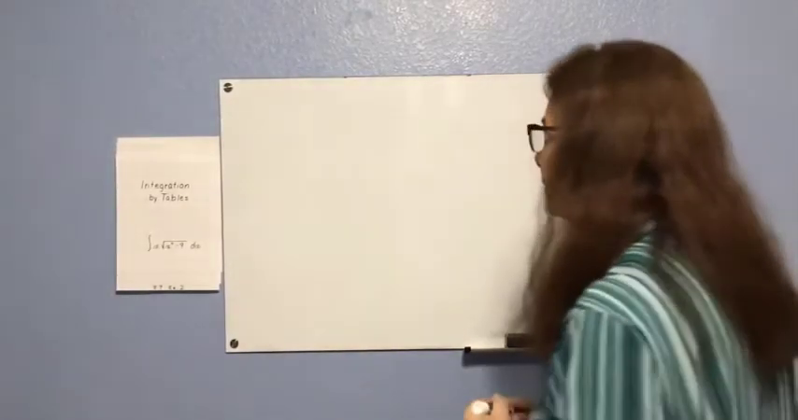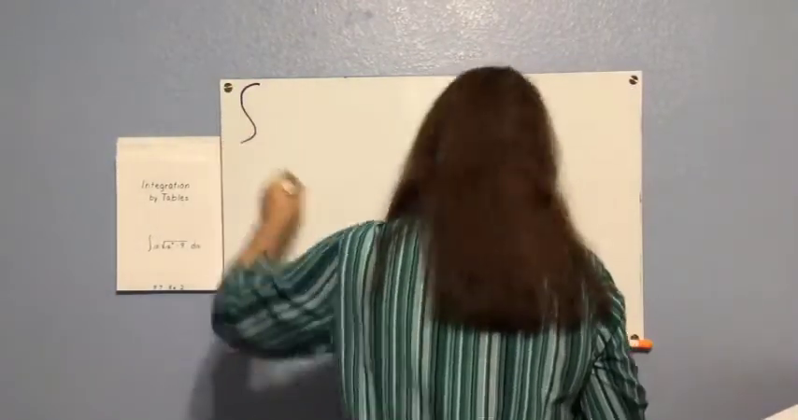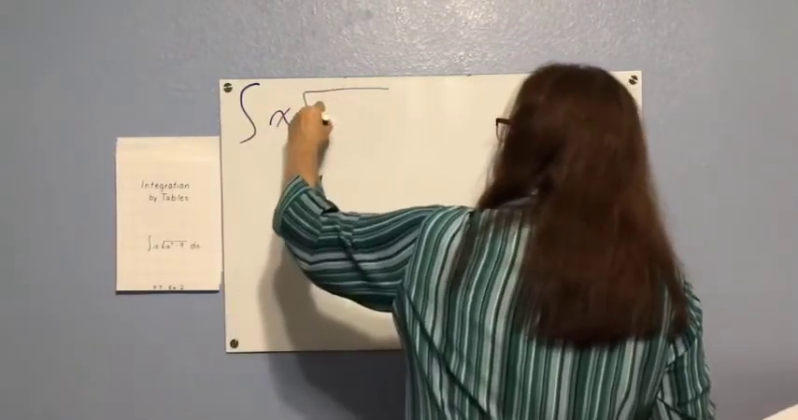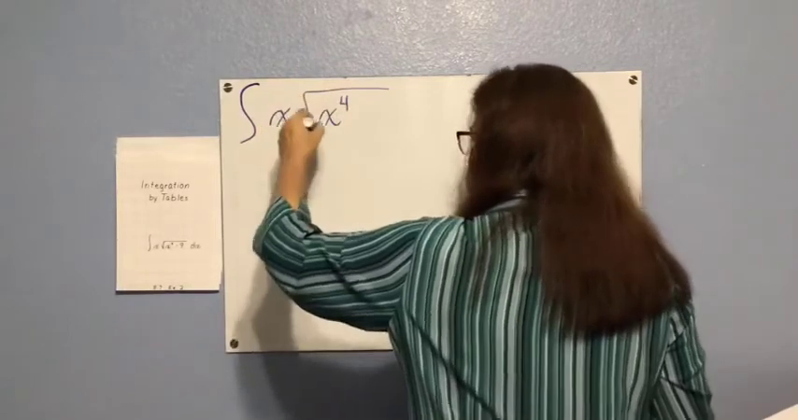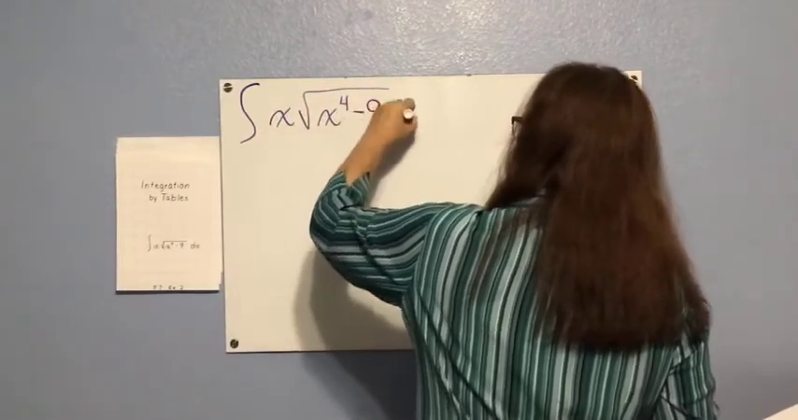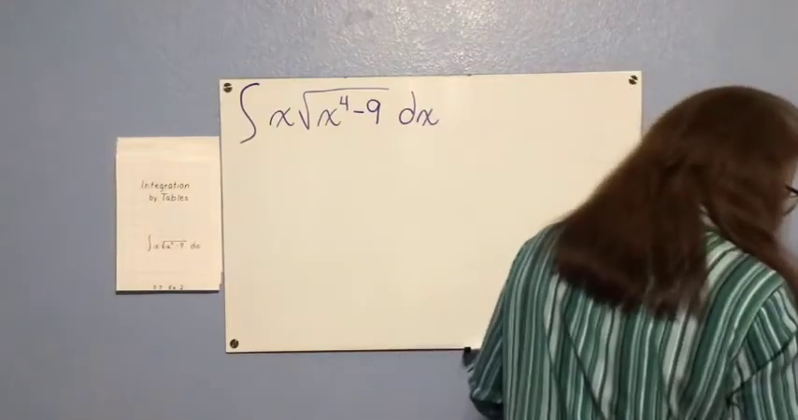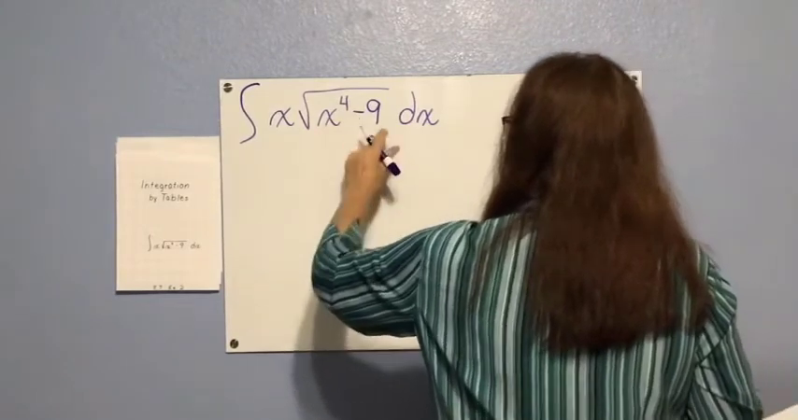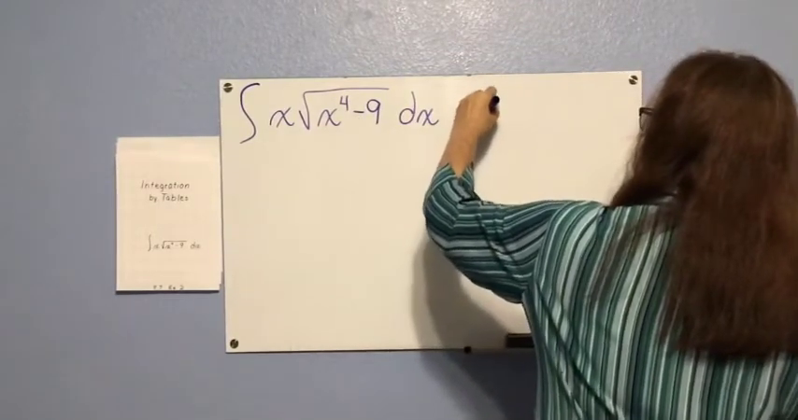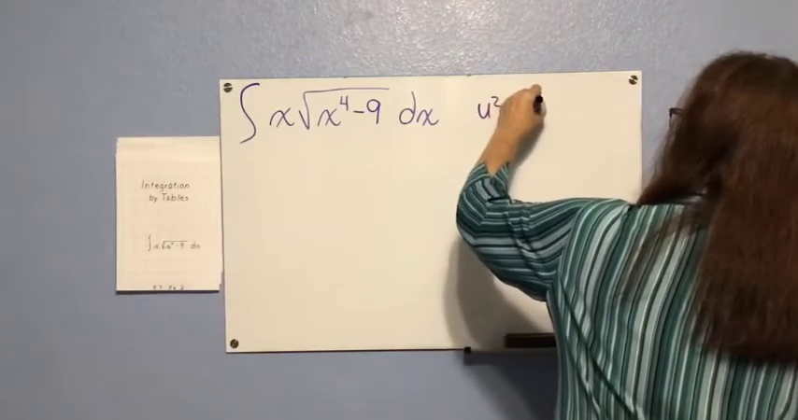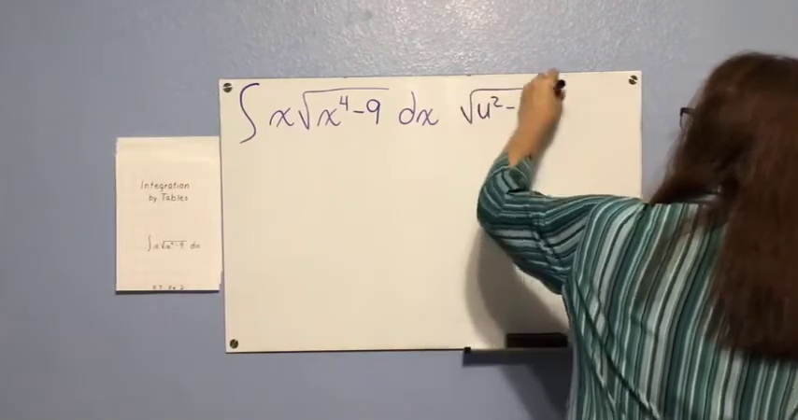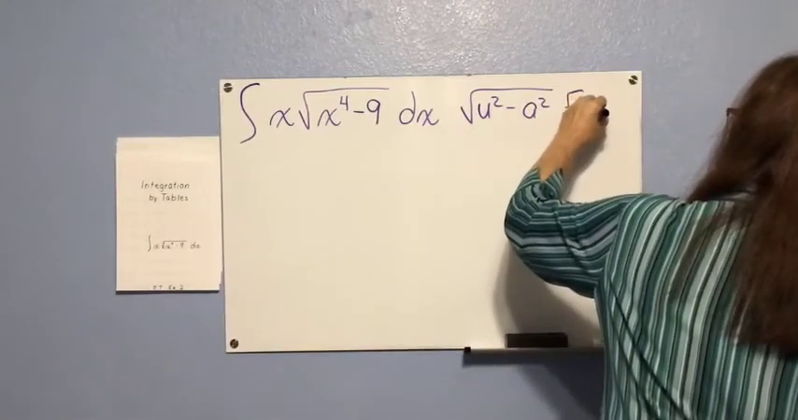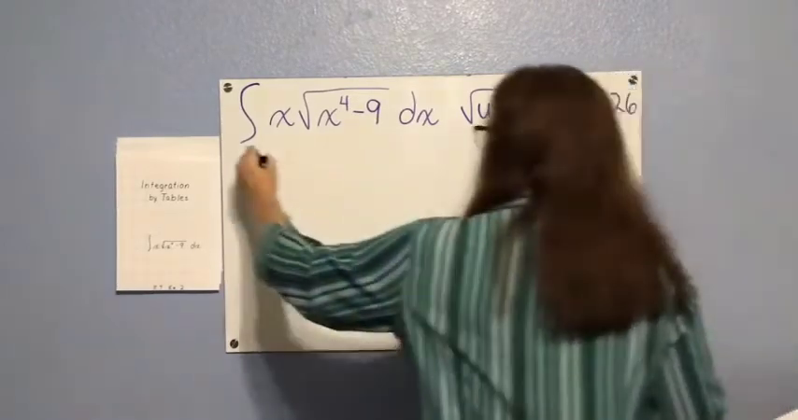Here's another integral that we can use the tables for. Okay. In this problem, this has the form of u squared minus a squared inside the radical. Okay, and this should lead us to formula 26, which looks like this.